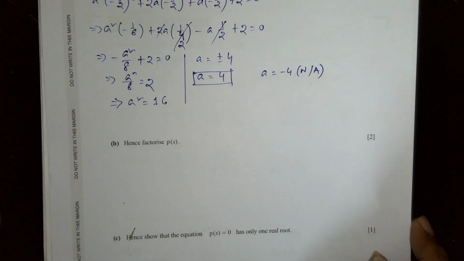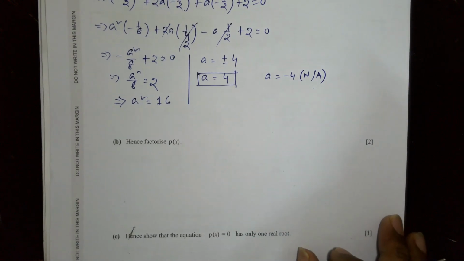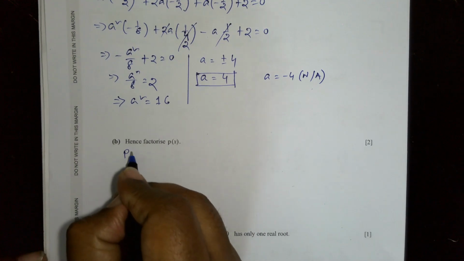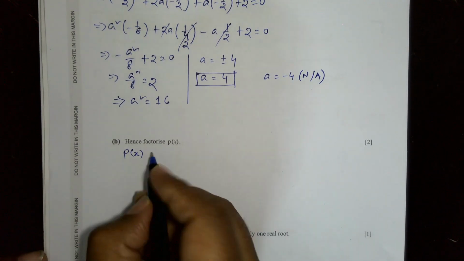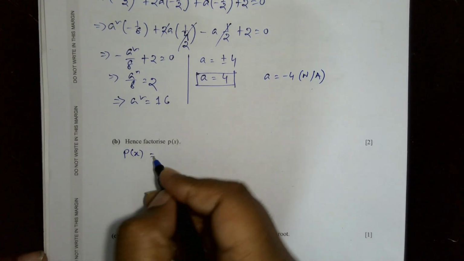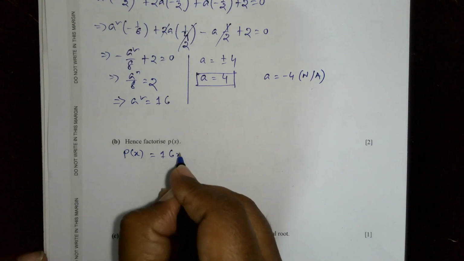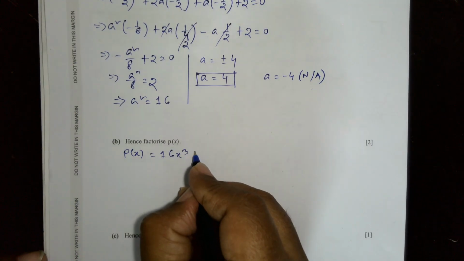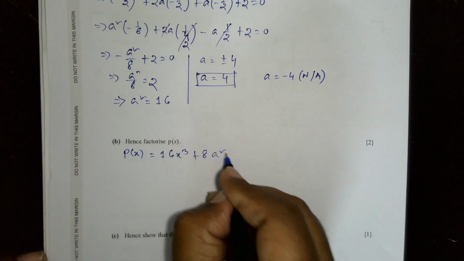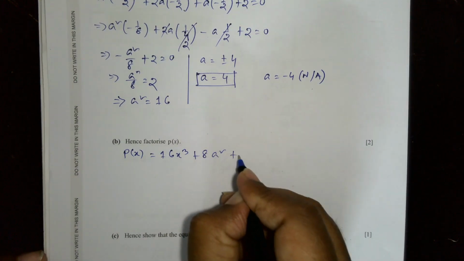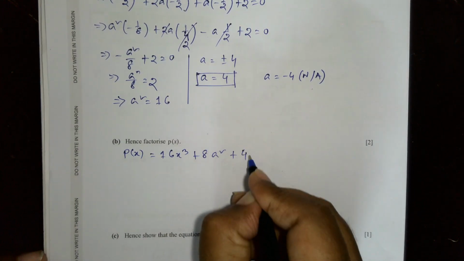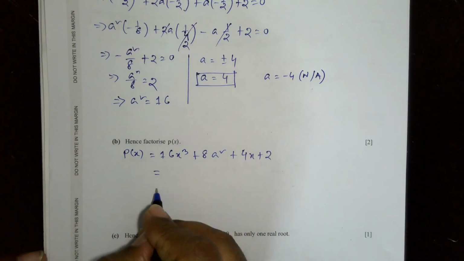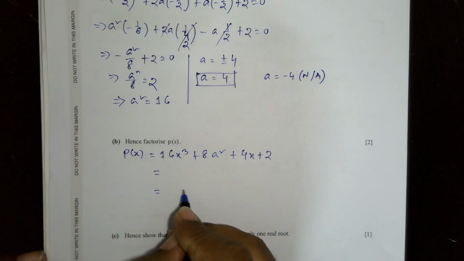Now it says, hence factorize p(x). I'm going to use the third line method. If you're not comfortable with the third line method, just be patient. Using the value of a, I can write a squared means 16x cubed plus 2a, that means 2 times 4 is plus 8a squared plus 4 times a, 4 times x, that means 4x plus 2. I'm giving the gap in the second line.